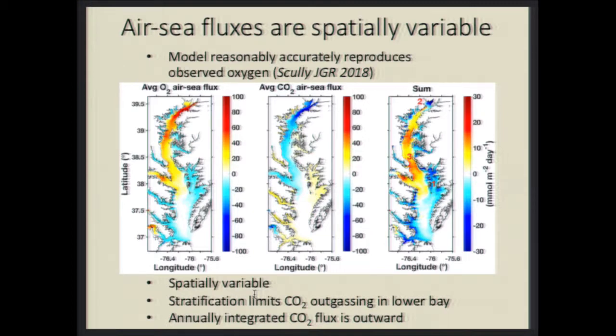What we can see is there's spatial variability. The blues are negative, those are fluxes outward. For the CO2, you can see that in the upper bay, there's a big flux out, and that decreases as you go down the bay.